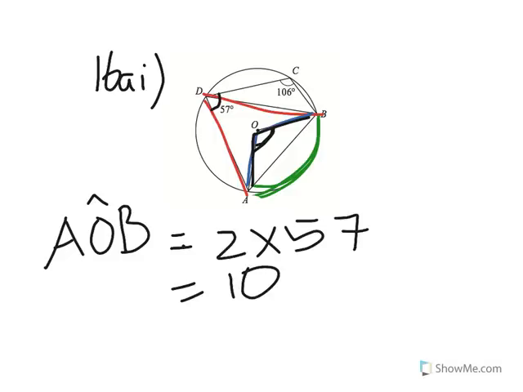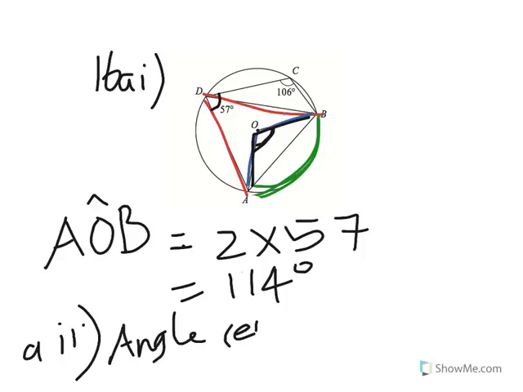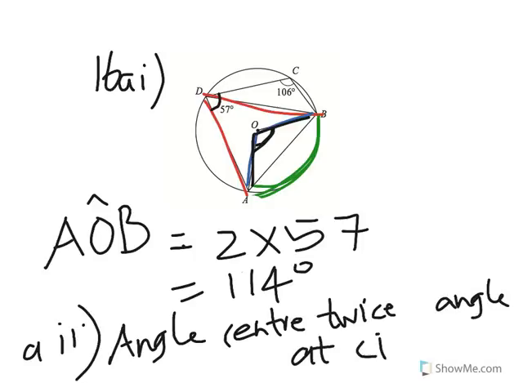And that is just 114 degrees. And the reason for this, which is asked in 16a2, is that the angle at the center is twice the angle at the circumference. So just say angle at center twice angle at circumference. Okay, so the angle at the center is twice the angle of the circumference, provided that they're in the same arc.